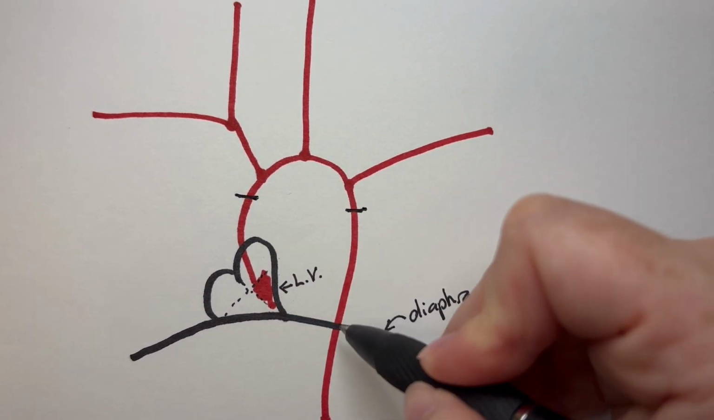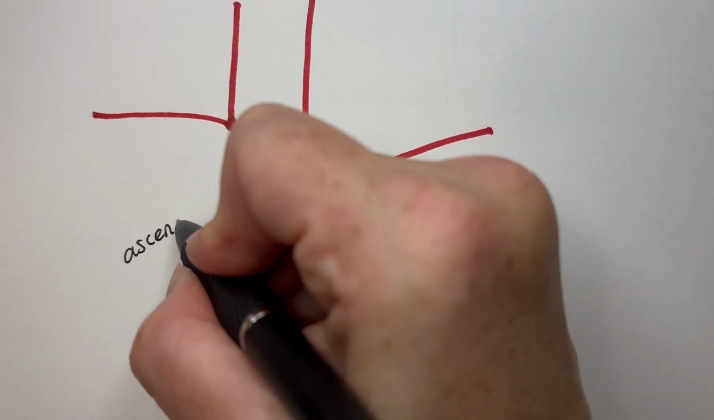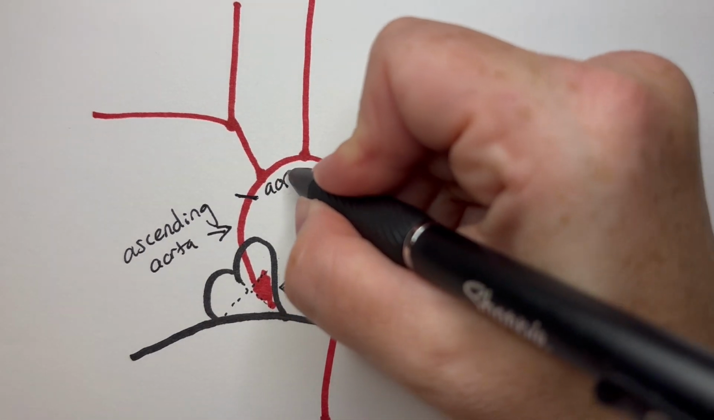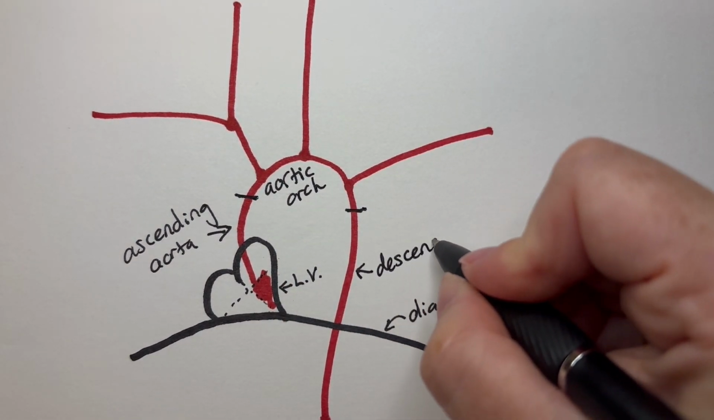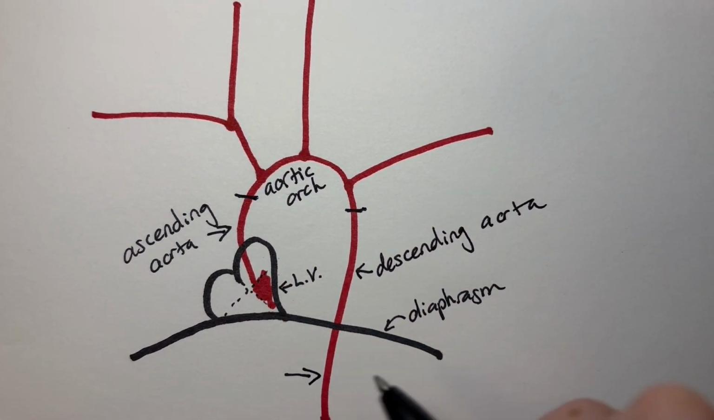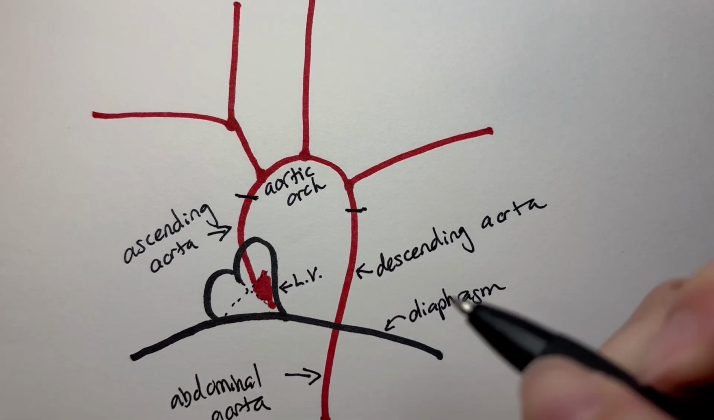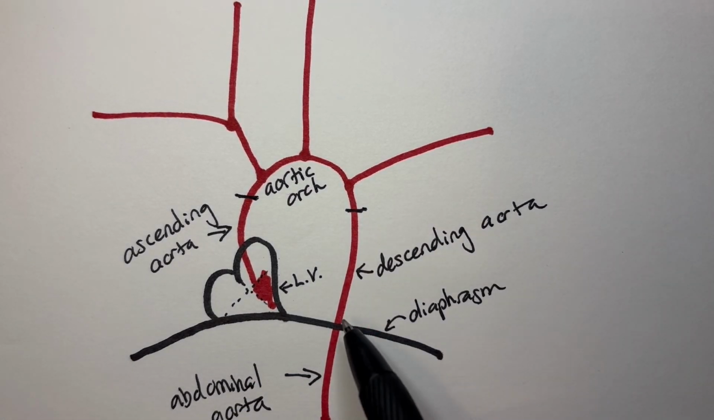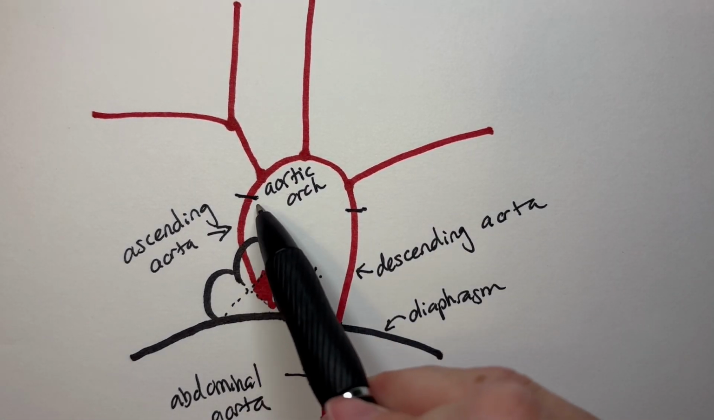The parts of the aorta change names based on its direction. First is the ascending aorta, then the aortic arch, and then the descending aorta. Finally, we have the abdominal aorta. The descending aorta becomes the abdominal aorta when you cross the diaphragm.